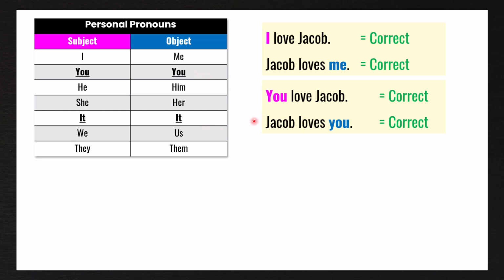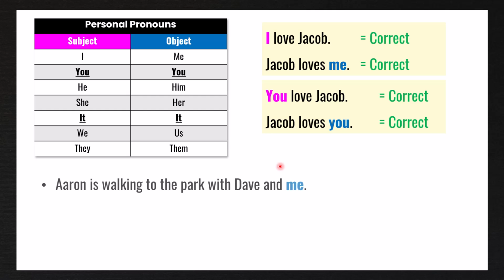So just remember to focus on using the subject pronoun when it comes usually before the verb, and we use the object pronoun when it's the person receiving the action and not performing the action. So let's look at some more examples.